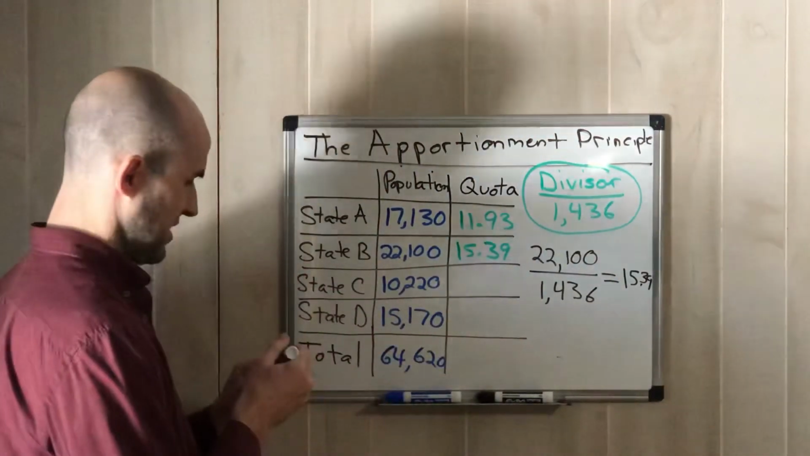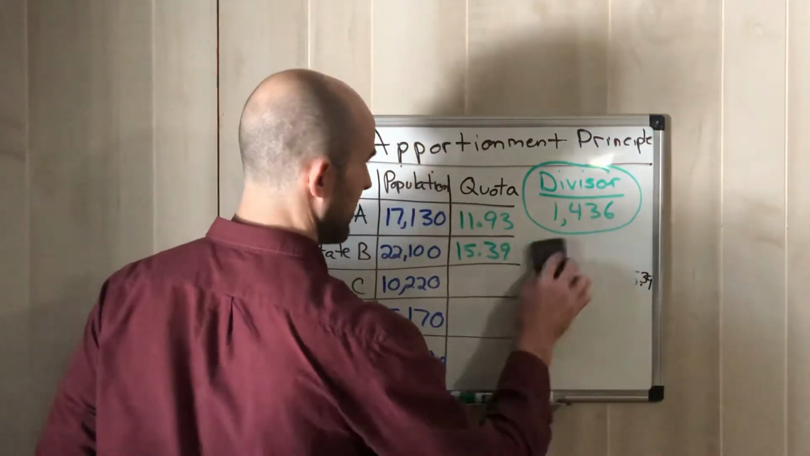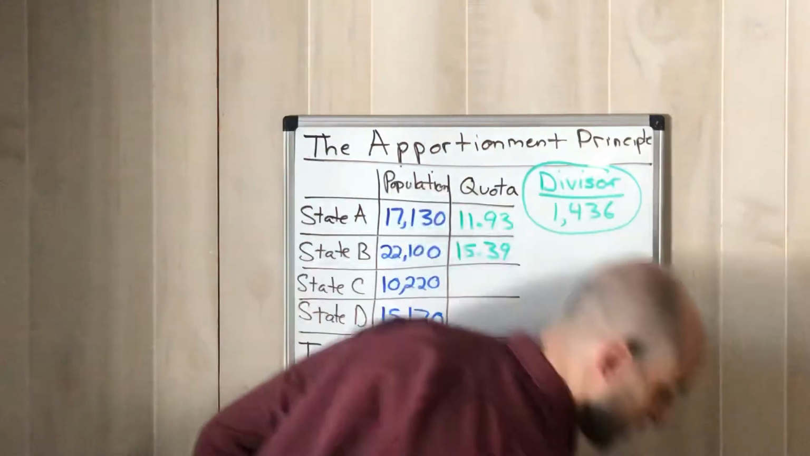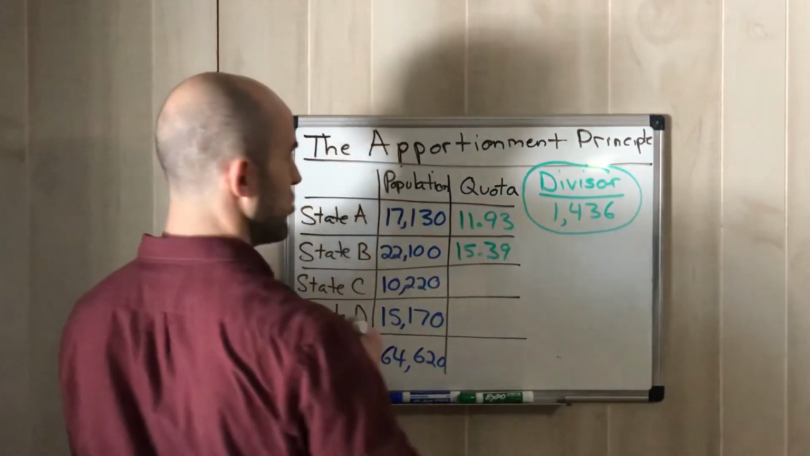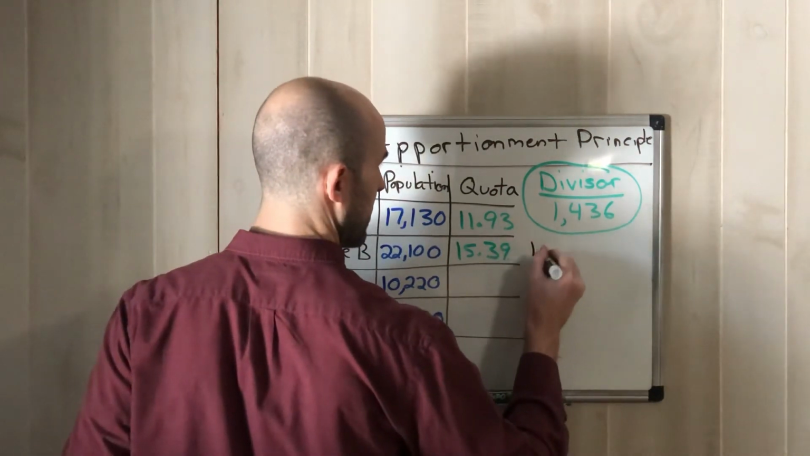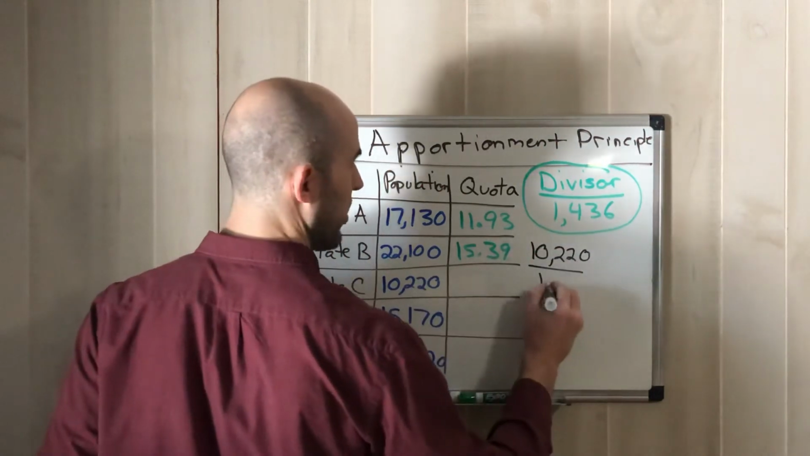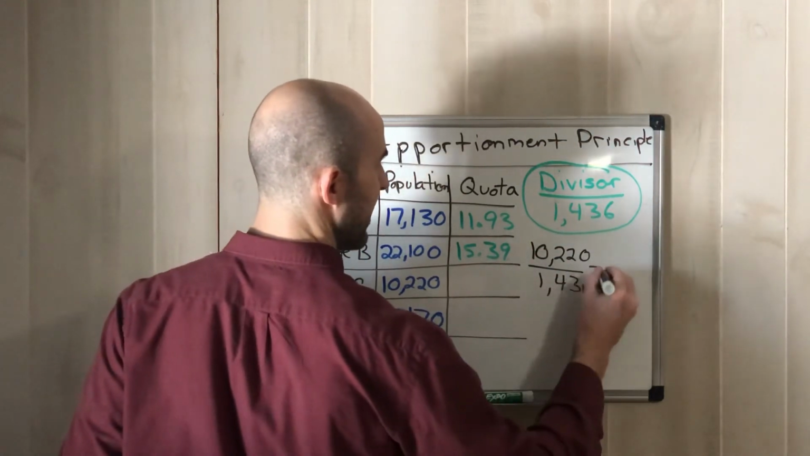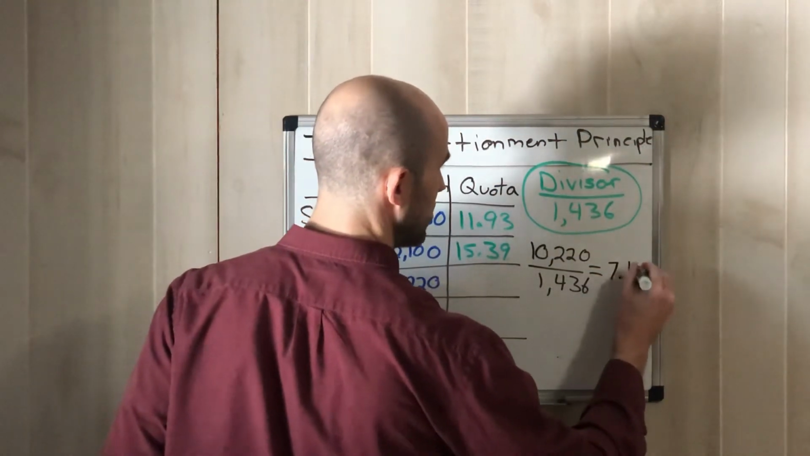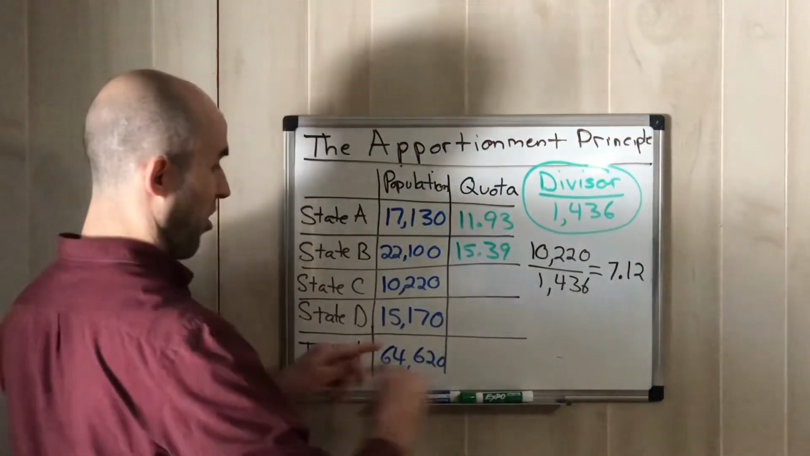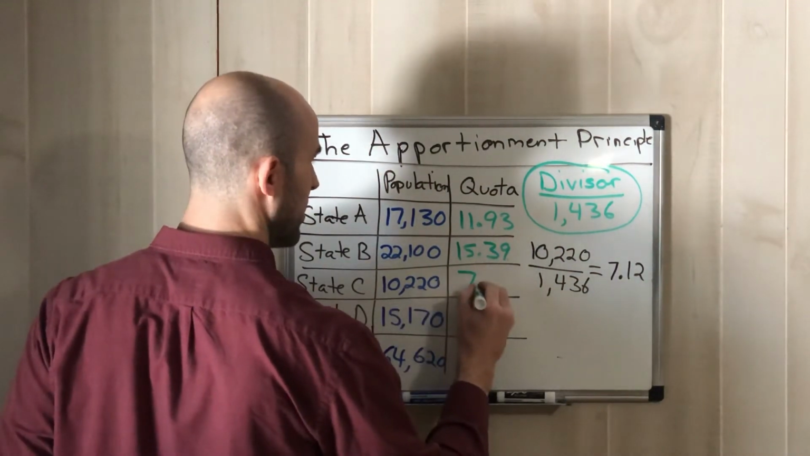Okay. State C, always the same process, guys. State C now, we're going to take its population, 10,220, divide that by the divisor, 1,436. It's going to end up giving us 7.12, right? So that's our quota for state C, 7.12.